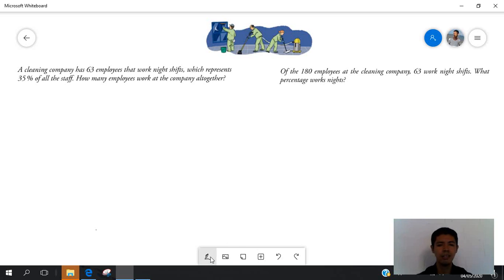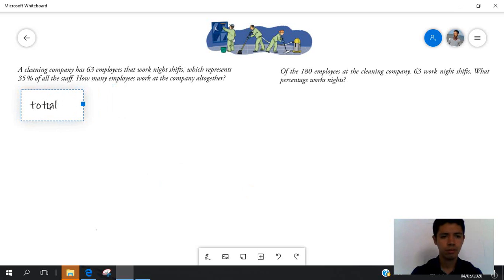As you learned on our first video, we can build a table here. And our table is going to have two parts: the total and the part of that total. Now you know that 35% means that of a total of 100 employees, 35 work at night.